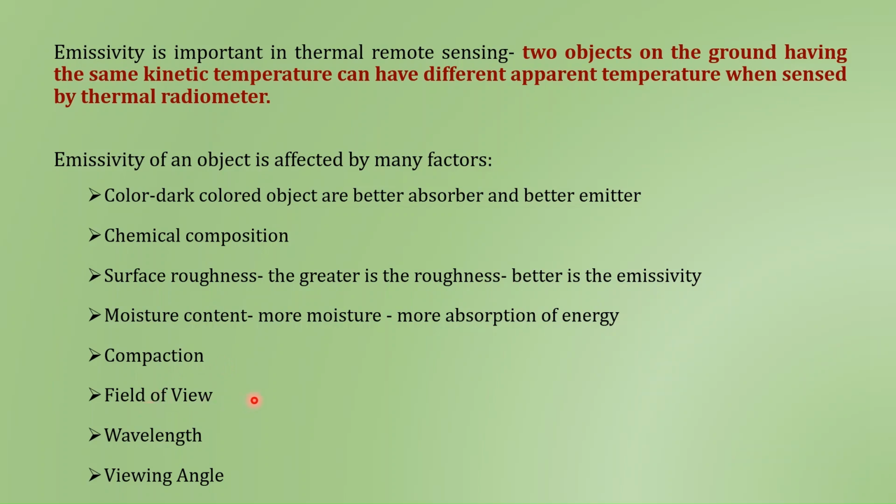Field of view means at what height this radiometer is placed. Whether we are measuring the radiant flux from a single leaf or from an entire canopy of a tree, the emissivity will vary. And also the wavelength at which this emission is measured will affect the emissivity value. And the viewing angle of the instrument is also an important factor in affecting the emissivity.